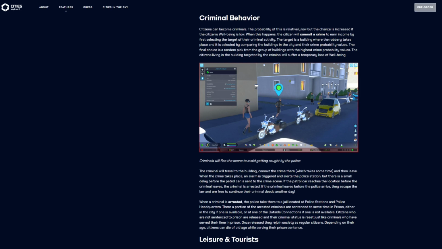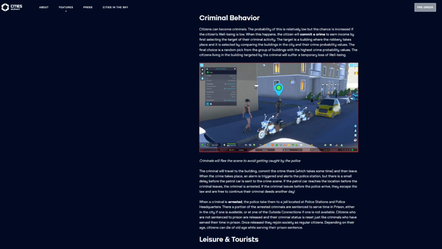And it goes on to say the criminal will travel to the building, commit the crime there, which takes some time, and then leave. When the crime takes place, an alarm is triggered and alerts the police station. But there is a small delay before the patrol car is sent to the crime scene. If the car reaches the location before the criminal leaves, the criminal is arrested. If the criminal leaves before the police arrive, they escape the law and are free to continue their criminal deeds another day.